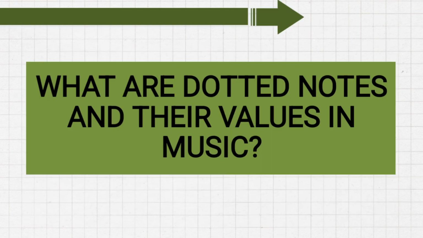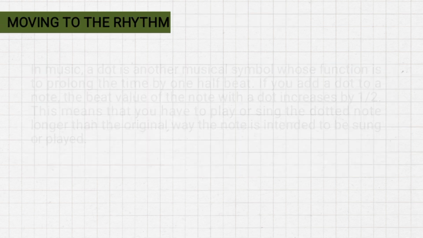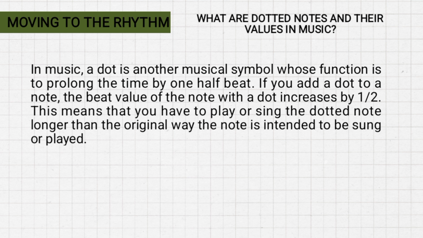So what are dotted notes and their values in music? In music, a dot is another musical symbol whose function is to prolong the time by 1/2 beat. If you add a dot to a note, the beat value of the note with the dot increases by 1/2. This means that you have to play or sing the dotted note longer than the original way the note is intended to be sung or played.